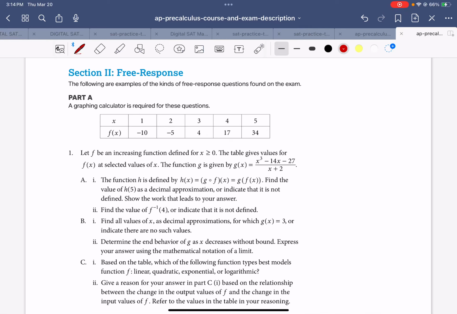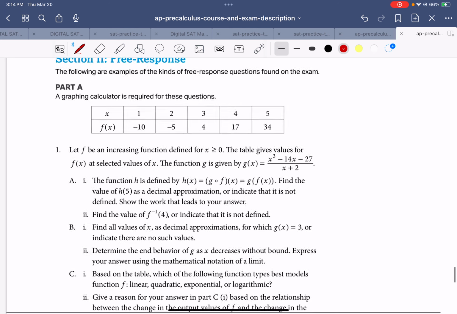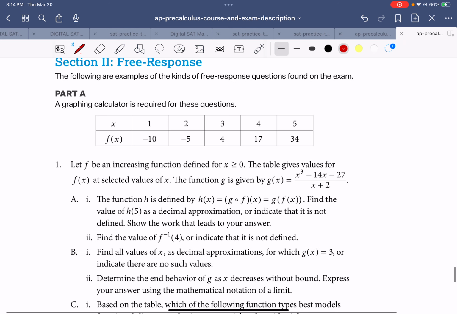Okay, this is a free response section, and part A, graphing calculator is required for this problem. Okay, number one, let's look at the table here. Let f be an increasing function defined for x greater than or equal to 0. The table gives the values for f of x at selected values of x.